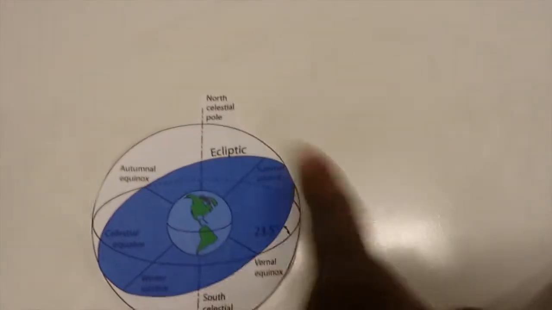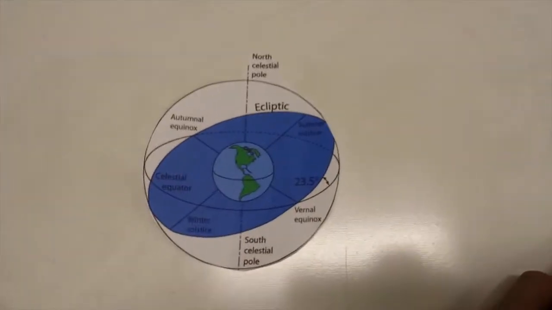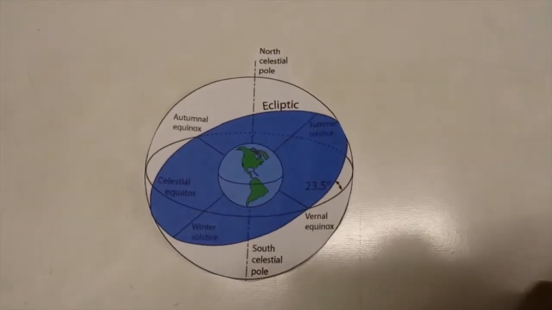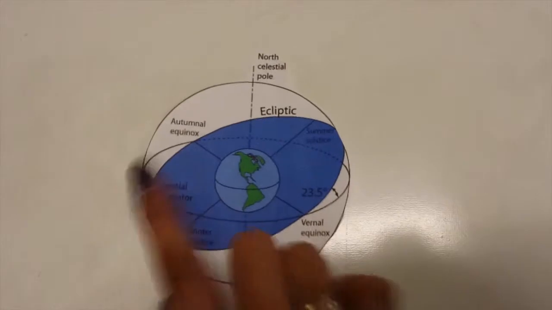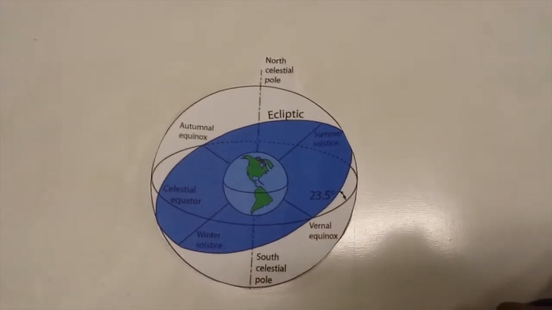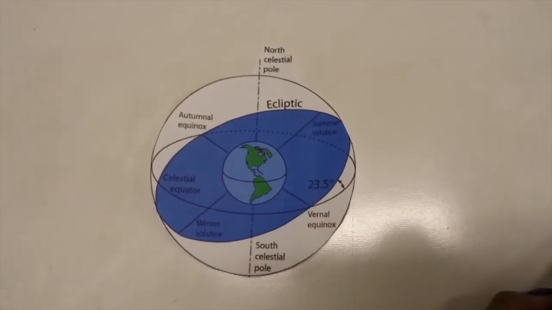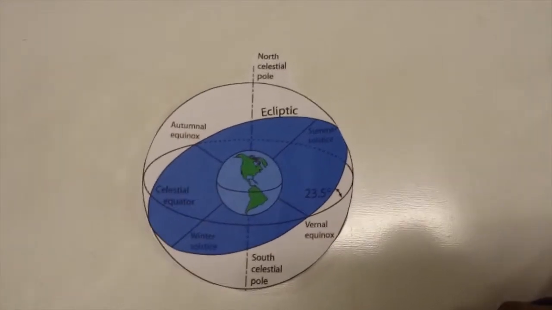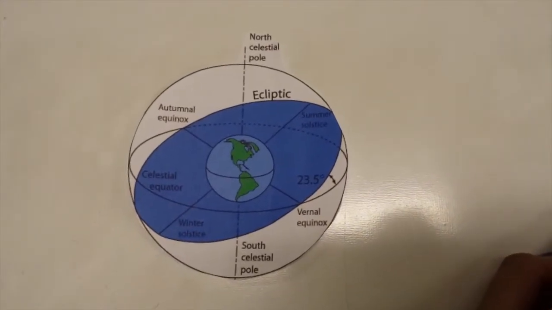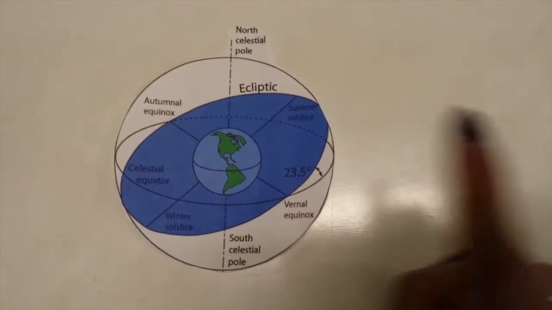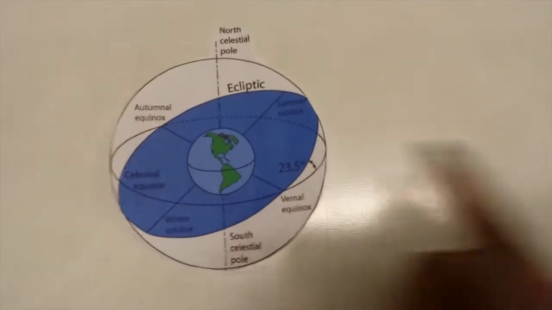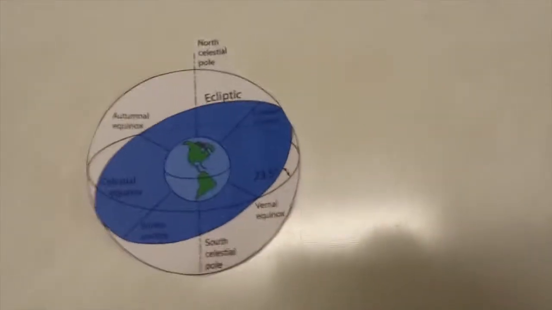On June 21st or 22nd, the date of the summer solstice, the sun appears at 23.5 degrees north of the celestial equator. And then 6 months later, on December 21st or 22nd, the date of the winter solstice, the sun appears at 23.5 degrees south of the celestial equator.